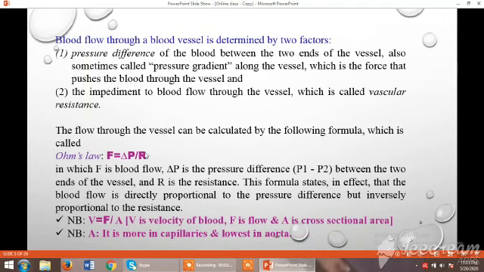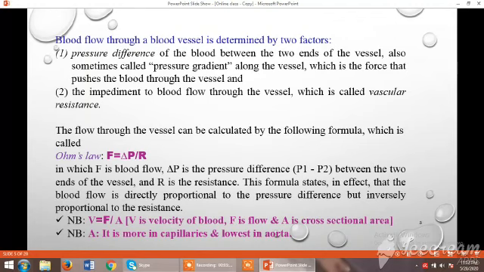So students, can you answer if I ask you about the resistance? I can tell you resistance equals delta P divided by flow. Yes. Now, two more things you need to know: velocity. Velocity of blood equals flow of blood divided by cross-sectional area. Also, you can say that blood flow equals velocity times cross-sectional area.